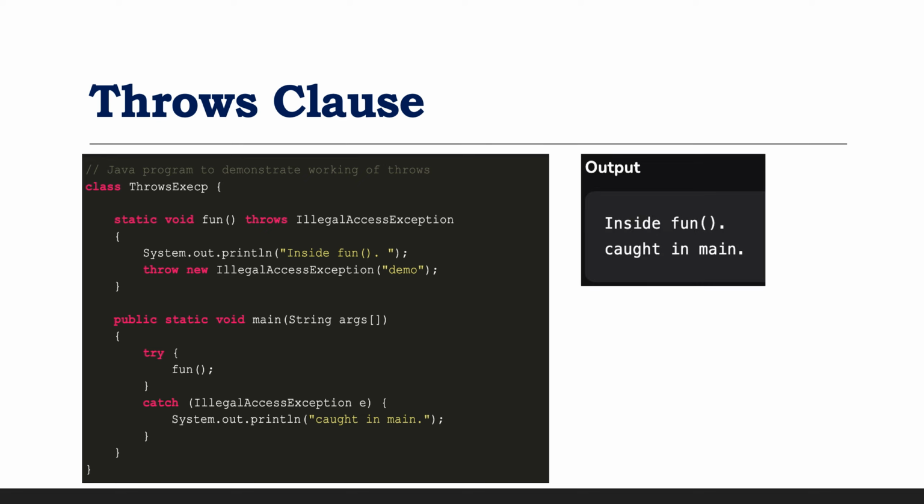If you run this program, you will see output something like this. It will go inside here, it will print this message, and then it will come to the caller of the method, then it will throw that exception, illegal access exception, then it will catch it, and then it will print this message like caught in main.